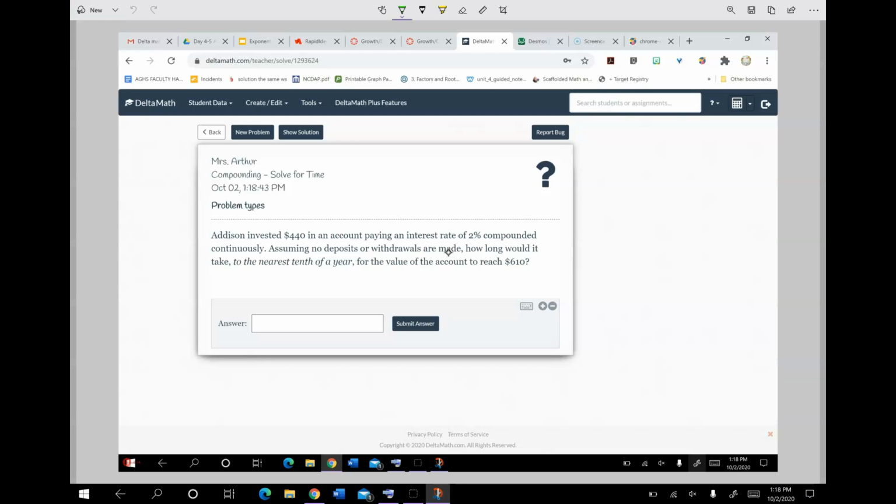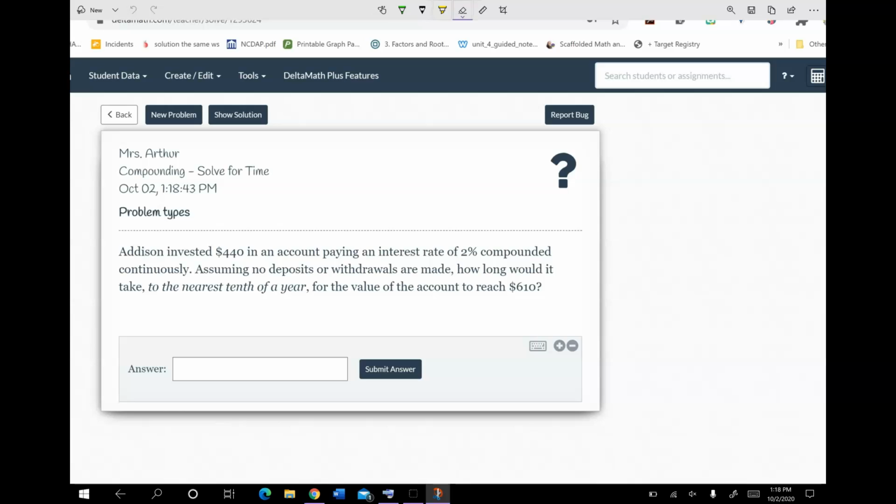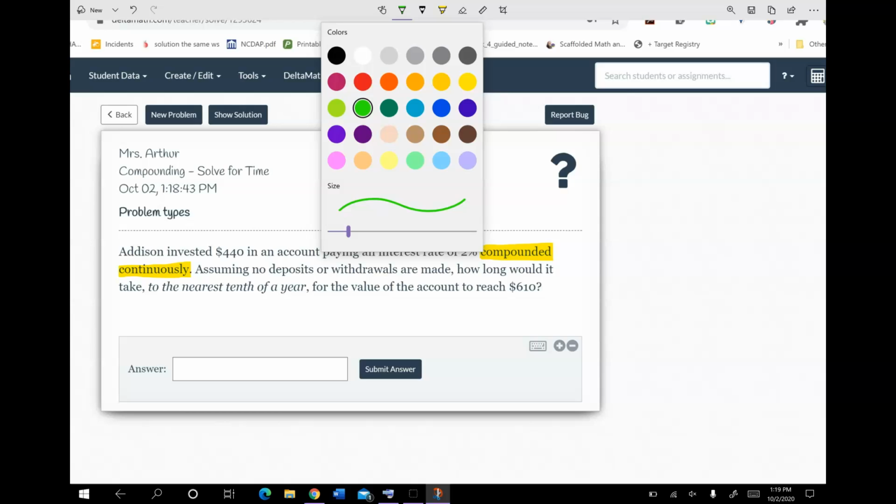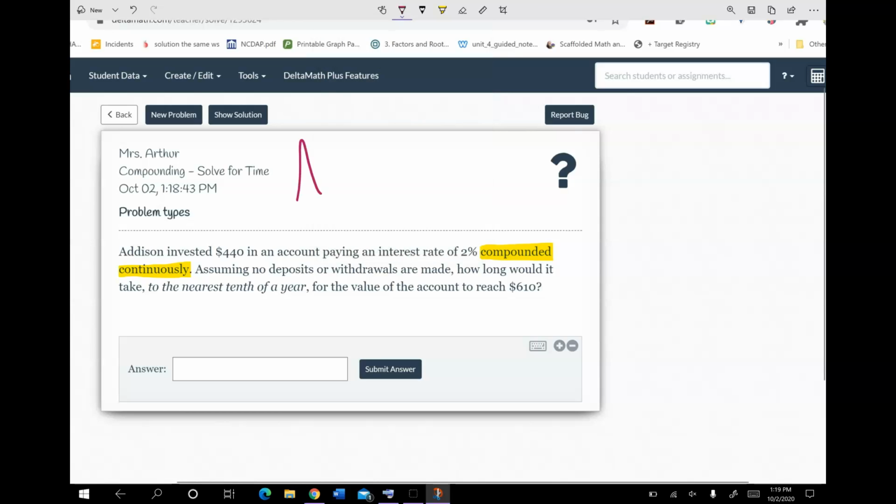All right. Zoom in a little bit. Get the highlighter so we can figure out what formula we're going to use. So Addison invested $440 into an account paying an interest rate of 2% compounded continuously. Compounded continuously means I'm going to use the E formula. Okay, so I'm going to say A equals P E to the RT.